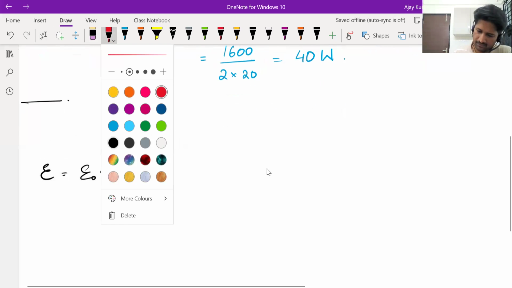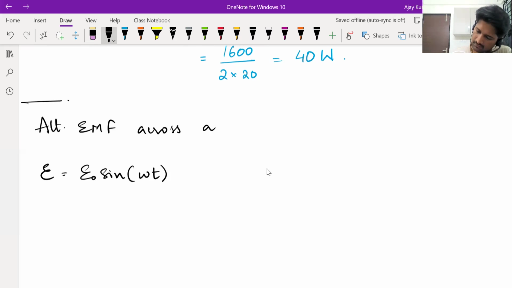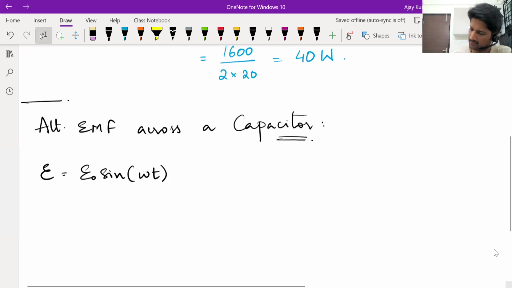Now tell me, when alternating EMF was applied across a resistor, what was the phase difference between current and EMF? Were current and EMF in phase, or did they have any phase difference? They did have phase. They did. How much?